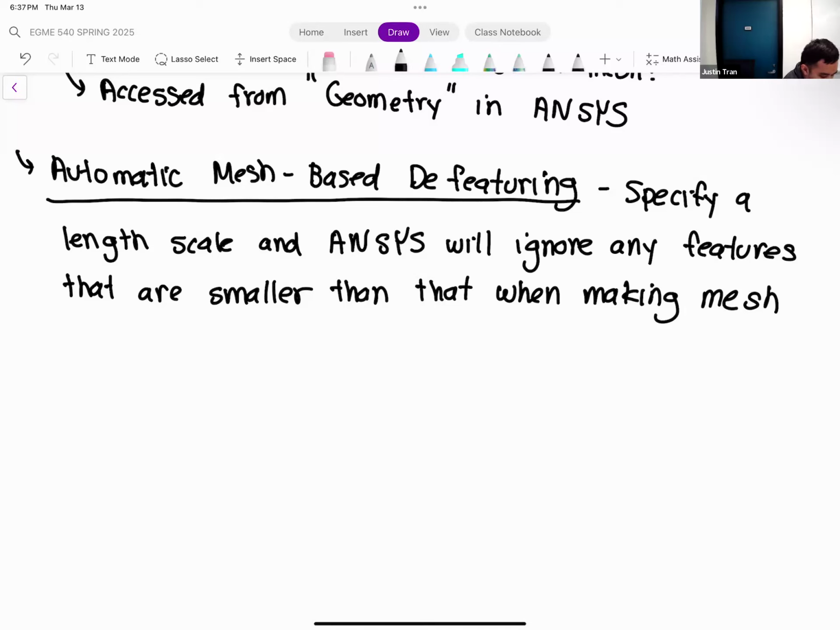Okay, and so if you want to activate this setting, it's also accessed within ANSYS Mechanical. This is accessed within the global meshing settings of ANSYS Mechanical.